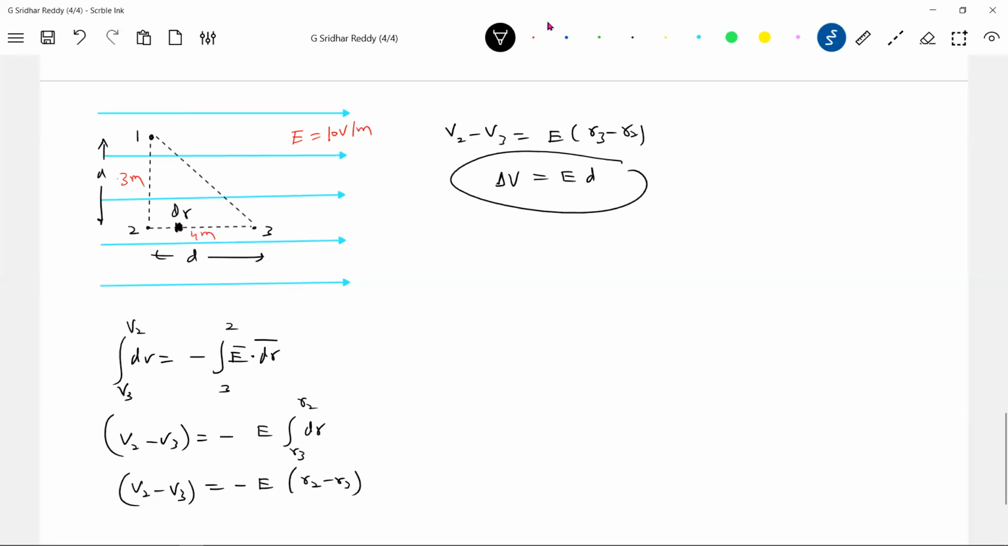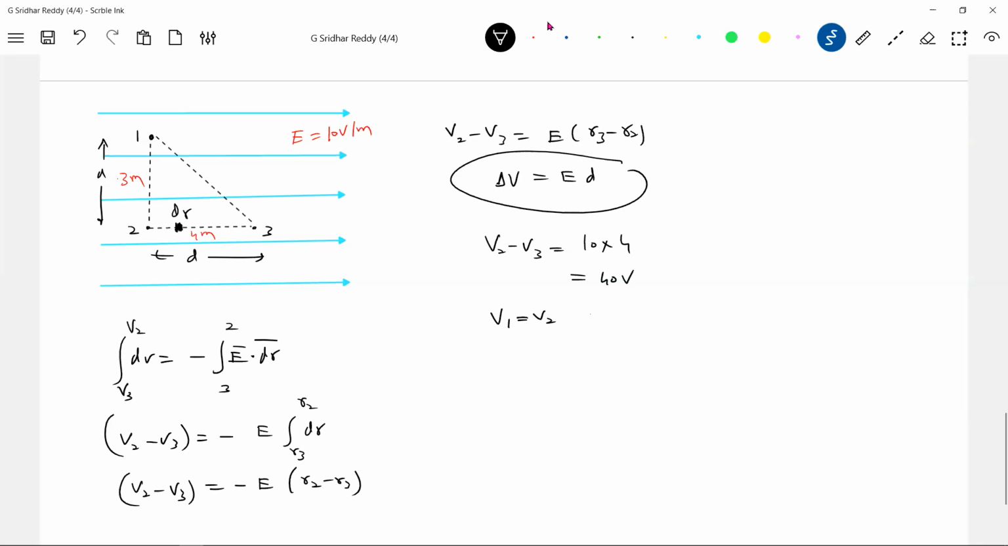I think this will be much easier, no? So how much is V2 minus V3? Electric field strength is 10, and the distance is 4. So how much will it be? 40 volt. What is the potential at 1 and 2? It will be equal. We can't tell the absolute potential, but the potential at 1 and 2 will be equal.